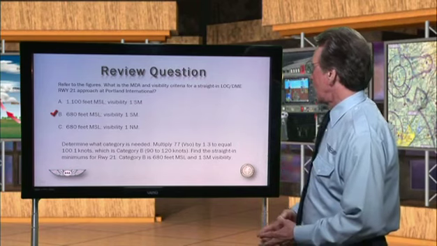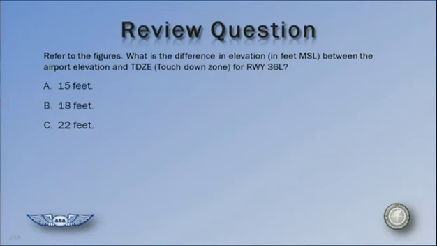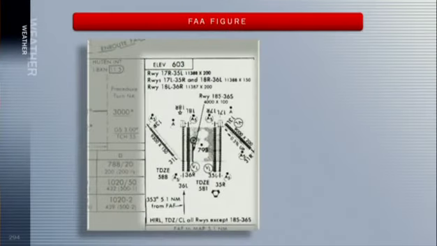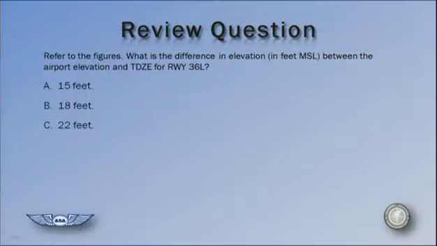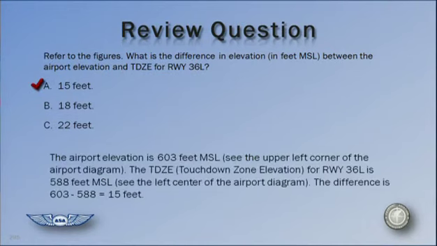All right, let's have another question. Again, referring to figures, what is the difference in elevation, in feet MSL, between the airport elevation and the touchdown zone for runway 36 left? Which of these three? Well, we have to look at our figure here to determine this. Elevation is 603 feet, the airport. Touchdown zone, 588 feet. Do a little math, subtract 588 from 603, we get 15. Back to our question. The answer is A, 15 feet.